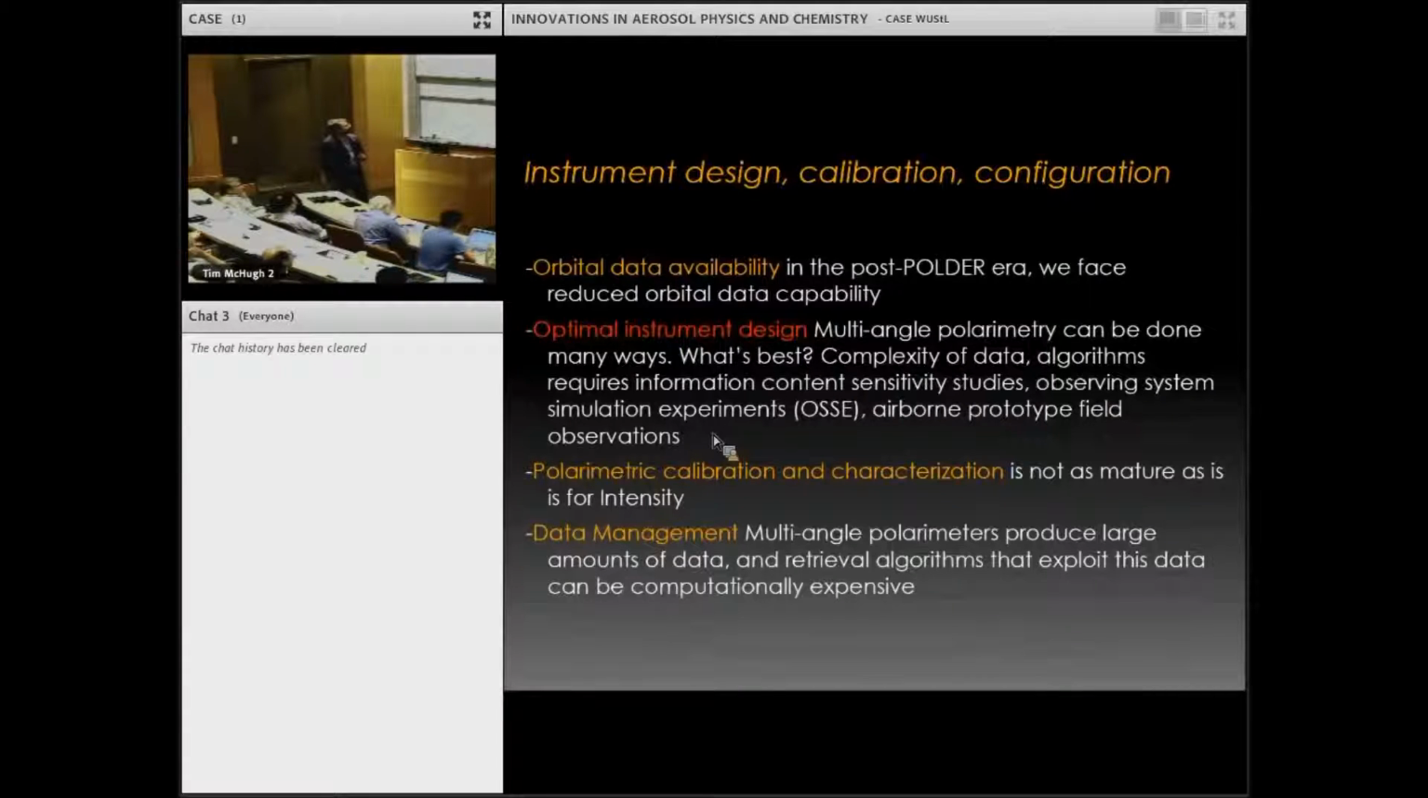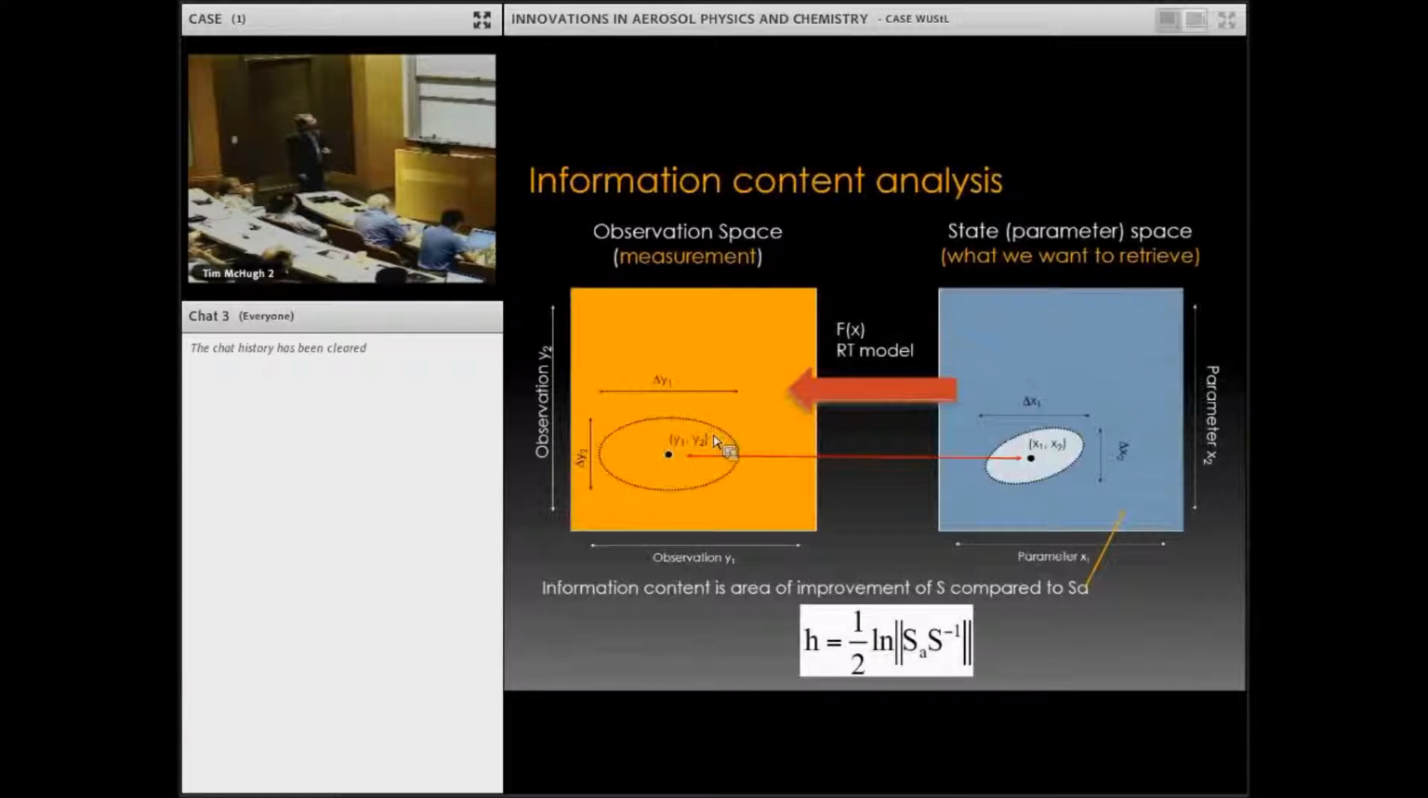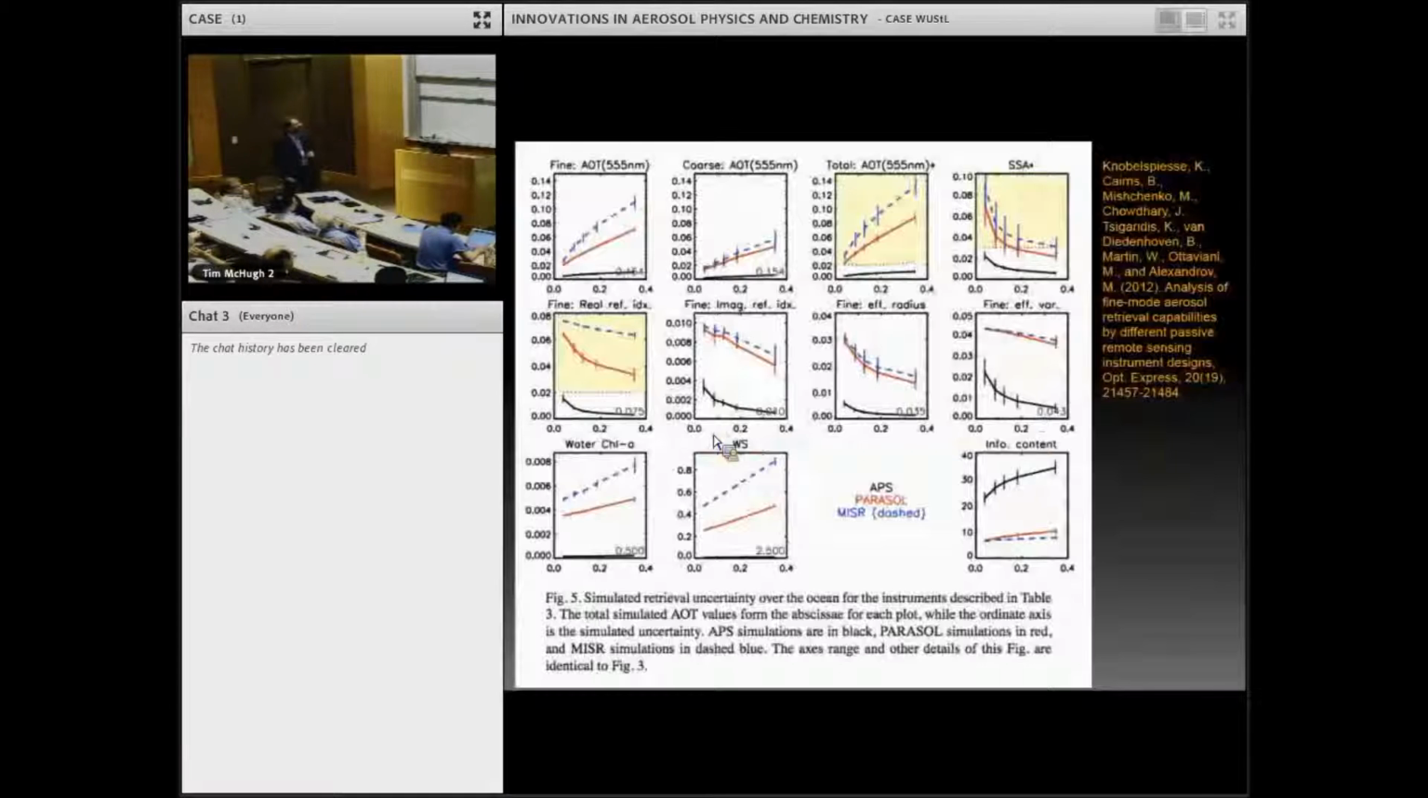So part of this is, what's the optimal instrument design? Maybe I'll skip over this and say that there are Bayesian information theory techniques that allow you to do things like this. Say, okay, if we had some perfect world with a perfect retrieval algorithm where we can converge to a solution, what, with these different types of instruments, could we expect to see in terms of uncertainty of these different components, things that you want to retrieve? So this is saying, all right, the x-axis is aerosol optical depth. So we could see that, say, as we have more aerosols, our uncertainty in retrieving the effective radius of the fine mode of aerosols gets better.